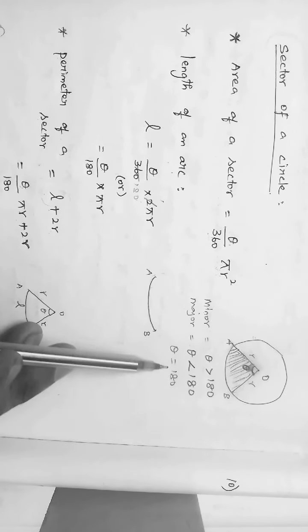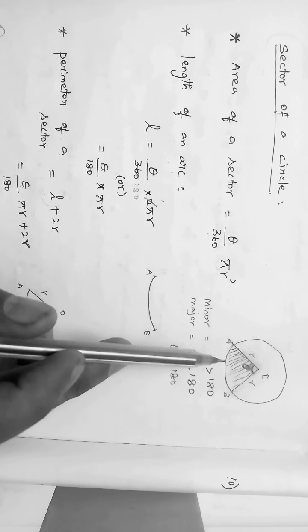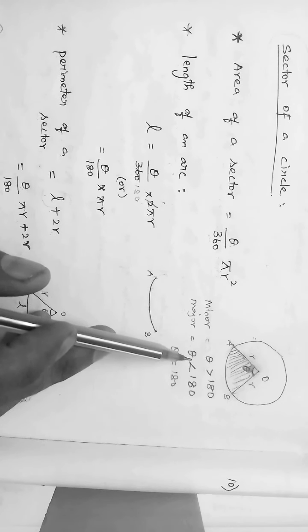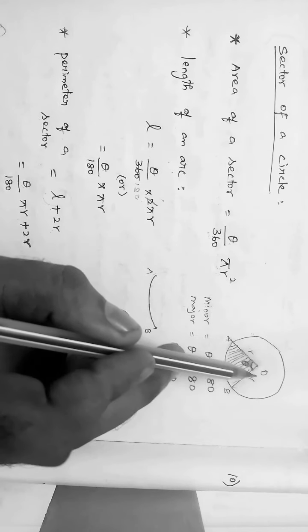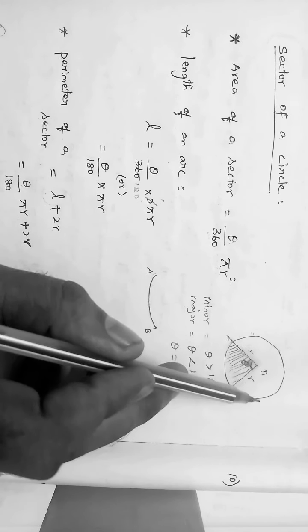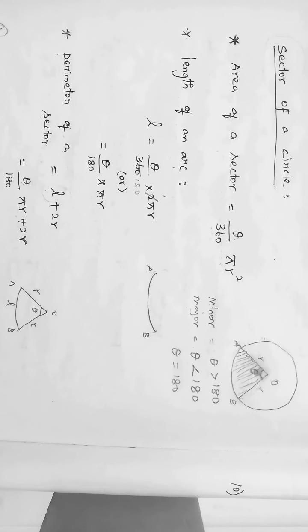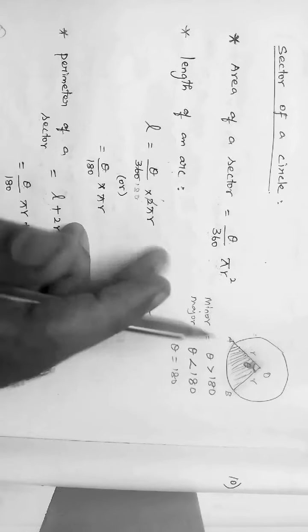If theta is equal to 180, what is it? It's not a sector, we can call it a semicircle. If theta is exactly 180 degrees, then it will become a semicircle. What is the formula for finding the area of a semicircle? Area of a semicircle is pi r square divided by 2.